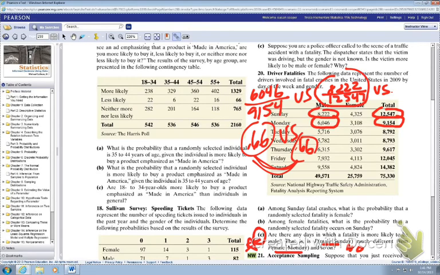So that would be the answer to C. And like I said, you could do that for every day of the week and see if there's a significant difference.